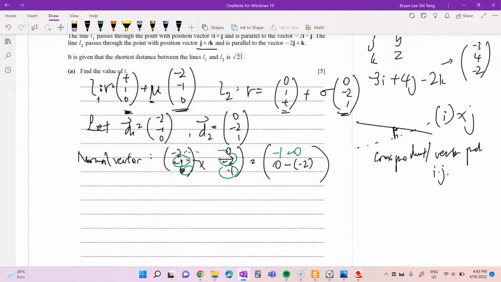sorry, let me erase everything over here. This is so messy, bro. Negative 2 times negative 2, 4 minus 0, then we have something like negative 1, 2, 4, okay?